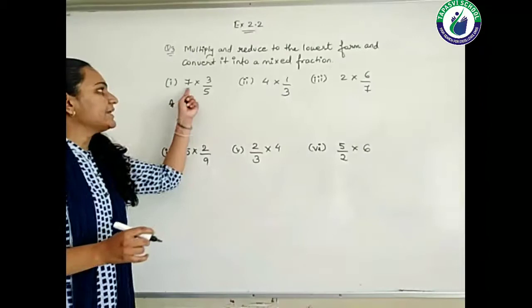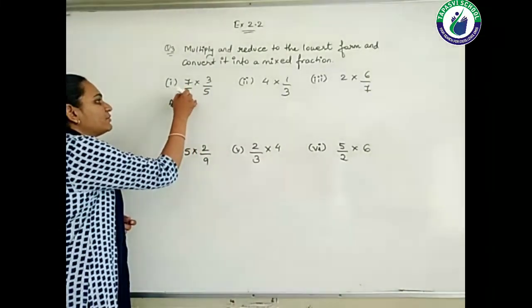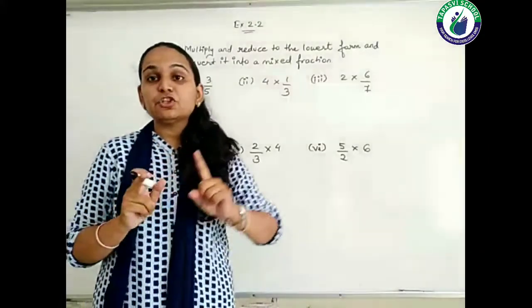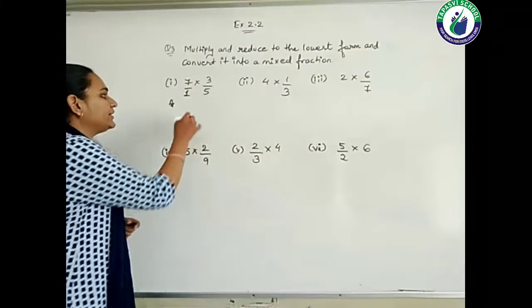First one, 7 multiplied by 3 upon 5. Now, as I have already explained to you, multiply the numerator with the numerator, and the denominator with the denominator. So 7 3s are 21 upon 5.